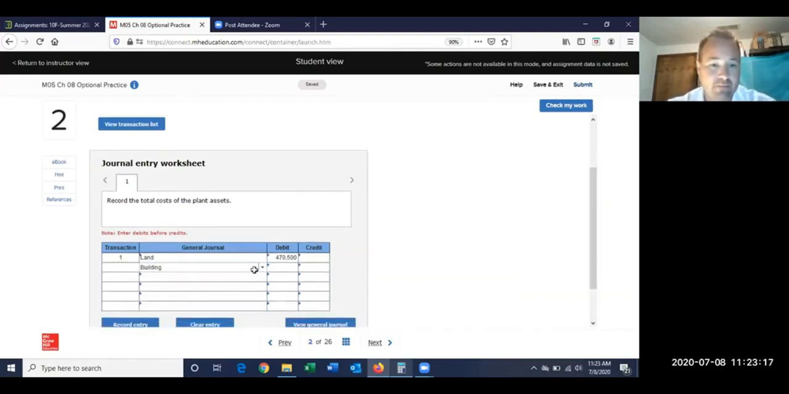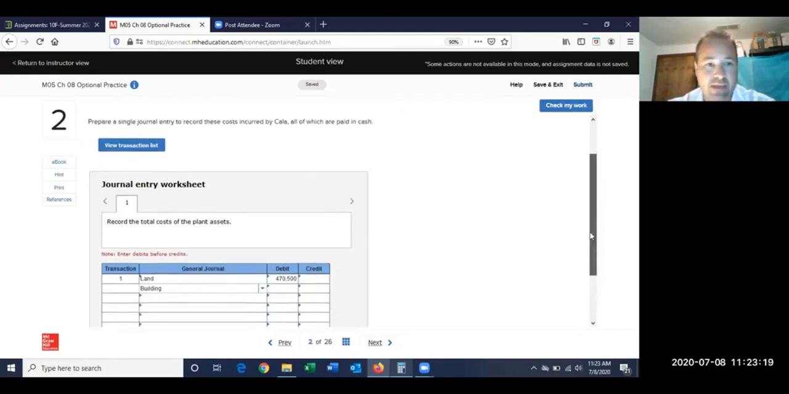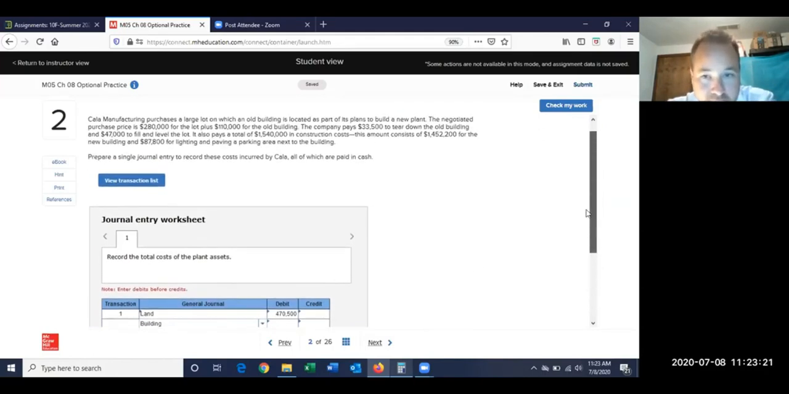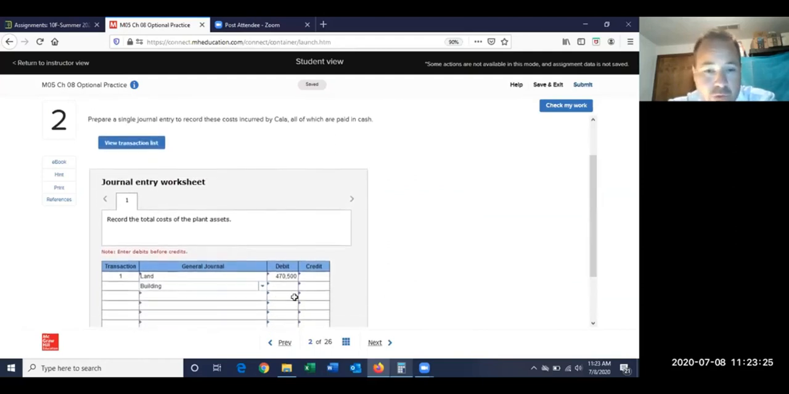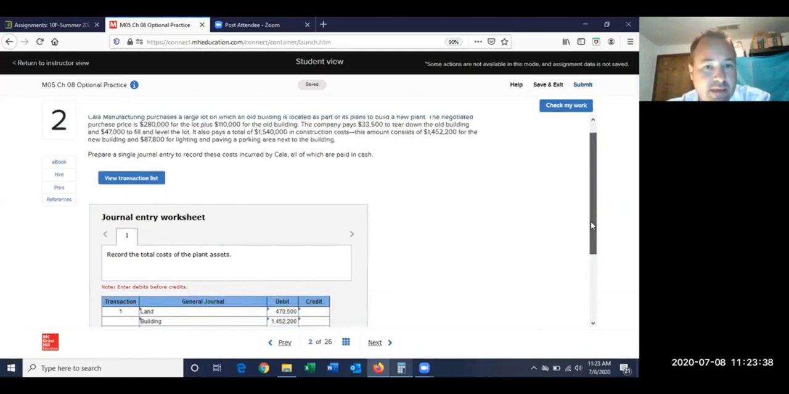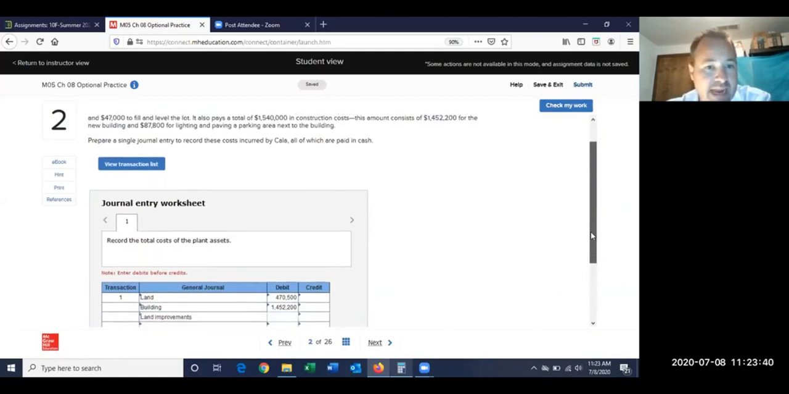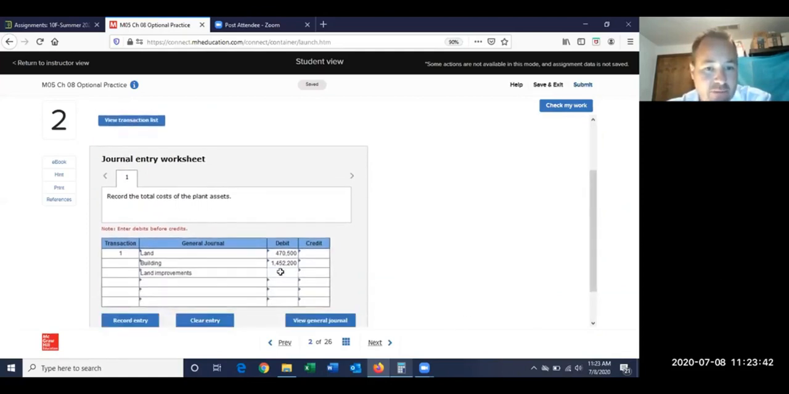So I'm going to debit my building, and I hate that we have to keep scrolling back and forth. This is 1,452,200 for debiting the building. Then I'm going to come down here and do land improvements. That's for the parking lot, the paving and the lighting, 87,800.